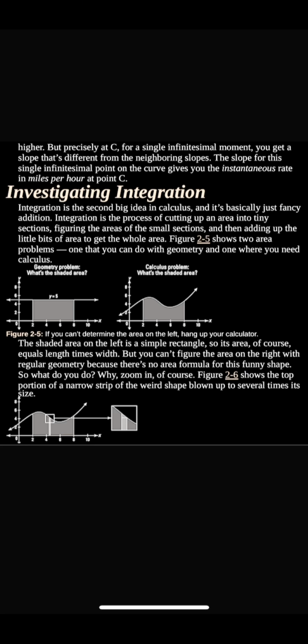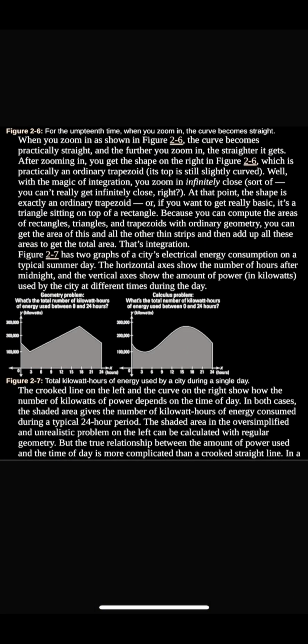But you can't figure the area on the right with regular geometry because there's no area formula for this funny shape. So what do you do? Why, zoom in, of course. Figure 2.6 shows the top portion of a narrow strip of the weird shape blown up to several times its size. For the umpteenth time, when you zoom in, the curve becomes straight. The further you zoom in, the straighter it gets. After zooming in, you get the shape on the right in Figure 2.6, which is practically an ordinary trapezoid. Its top is slightly curved.